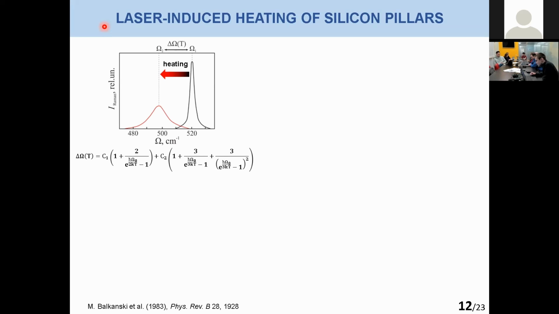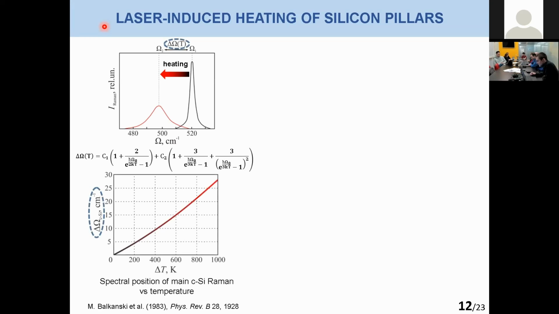And according to the spectral resolution of the spectrometer that identifies the position of the silicon peak in the Raman spectra, we can estimate the accuracy of temperature measurement, which is about 20 Kelvin.